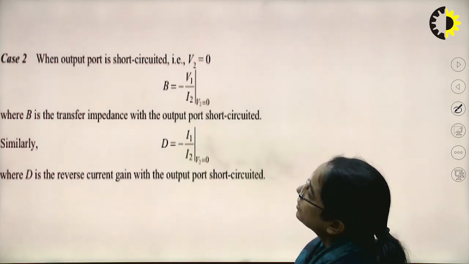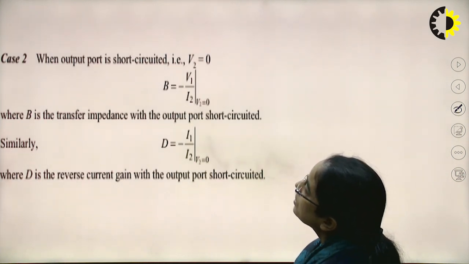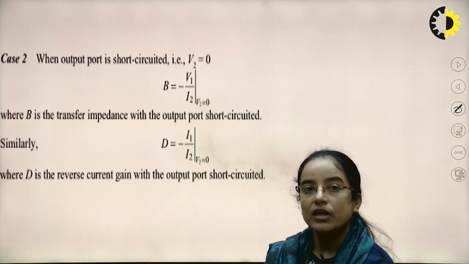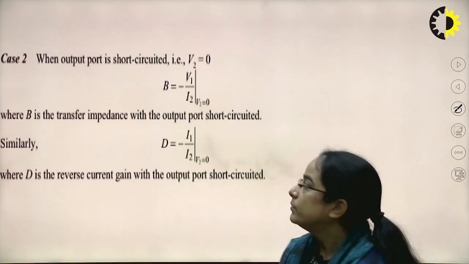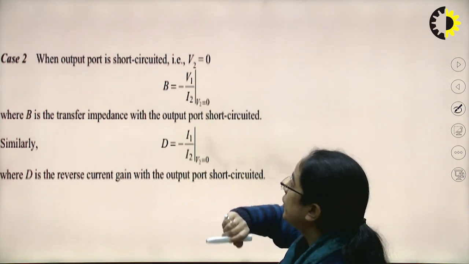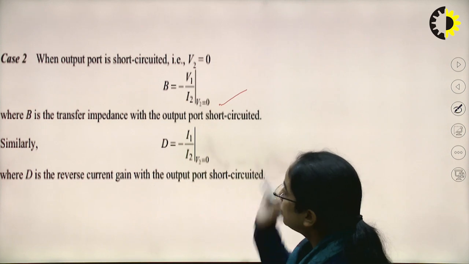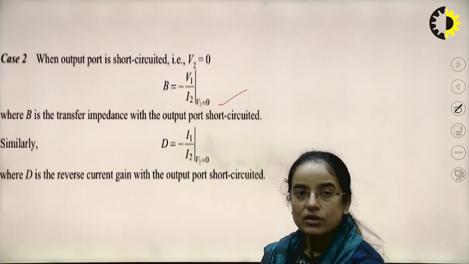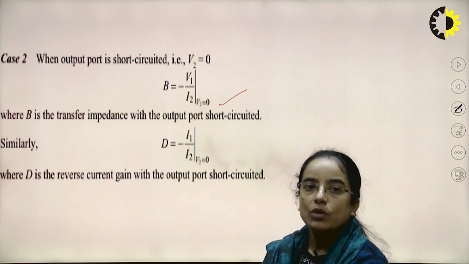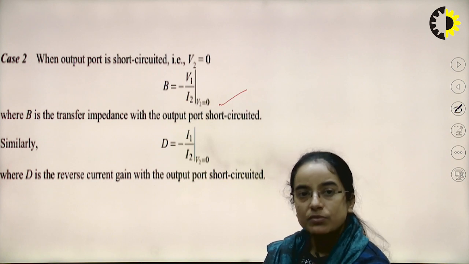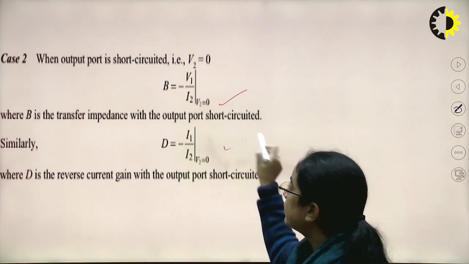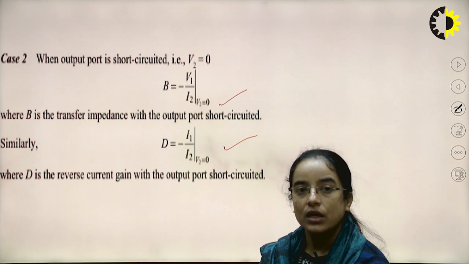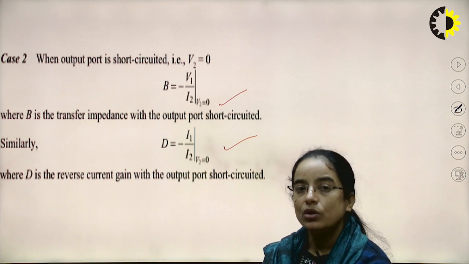Similarly, when the output port is short circuited, that is when V2 is 0, we can calculate B and D. B is minus V1 by I2 when V2 is 0. B is the transfer impedance when the output port is short circuited. Similarly, D is minus I1 by I2 when V2 is 0. So D is the reverse current gain with the output port short circuited.